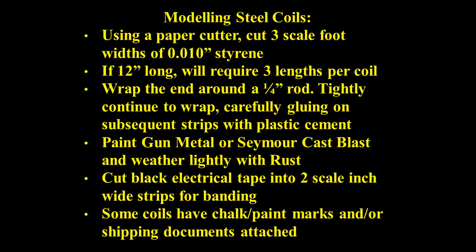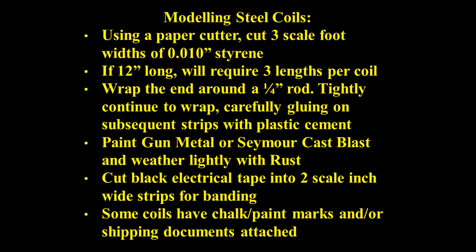So use the paper cutter, cut it into 3 scale foot widths for a standard coil. If your sheet is about 12 inches long, like most Evergreen, you're probably going to need about 3 lengths to create one coil. Wrap it tightly around the rod and continue to wrap, and then glue on the next piece and then the next piece until you create a coil.